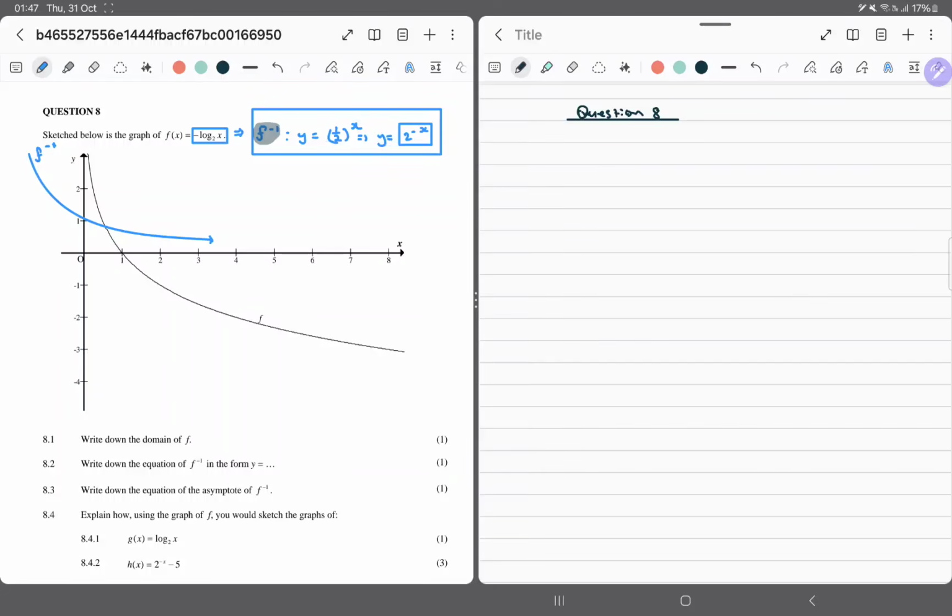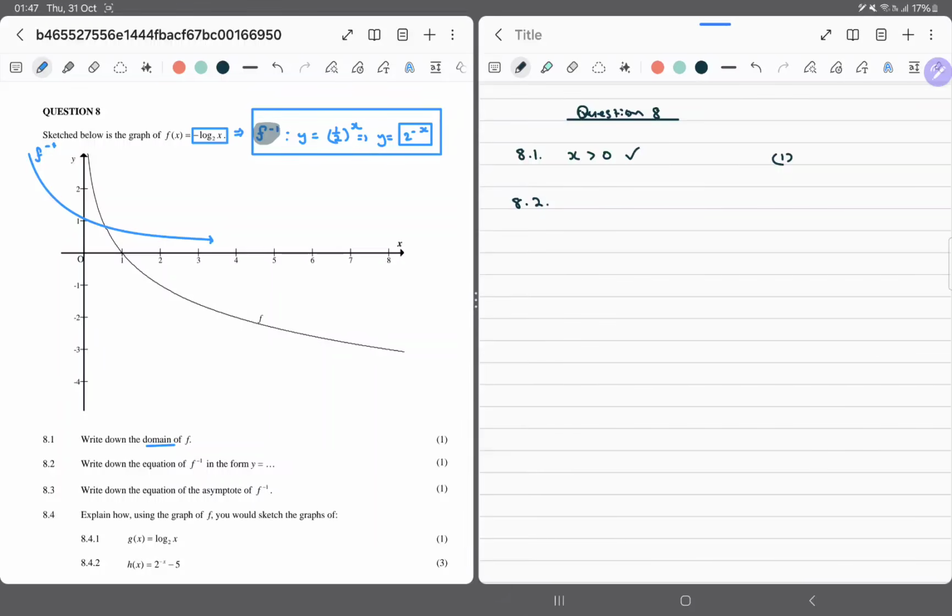Now let's just answer the questions nicely. It says write down the domain of f. Now we can see the graph of f doesn't intersect this vertical line. Of course, a logarithmic graph will always have a vertical asymptote, whether shifted or not, but it will have it. So we can see this graph is all the x values greater than 0. So for 8.1 we can just say x must be greater than 0. That's it. Don't even complicate a simple question.